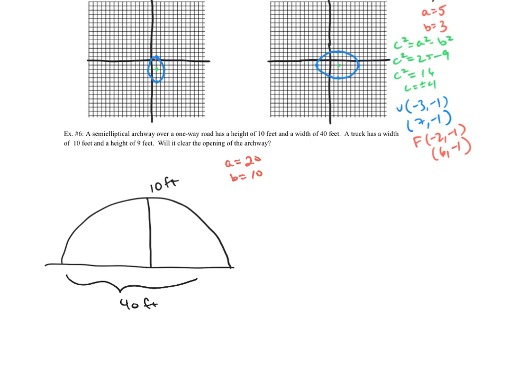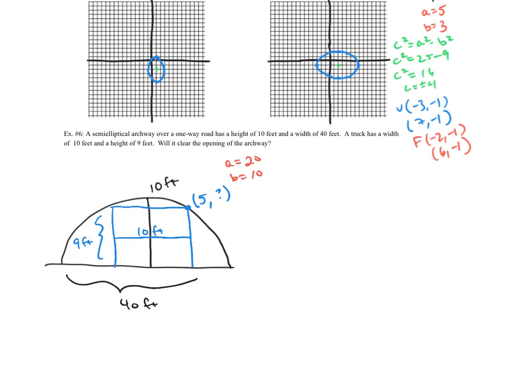All right, so now we've got a truck. I'll draw the truck in. Hopefully it'll drive down the center of the road. And the truck has a width of 10 feet and a height of 9 feet. We want to see if it's going to clear the opening of the archway. So we want to see if at this point right here, where essentially our x value would be 5, our height for the opening, for the ellipse, is greater than 9. Because if it's greater than 9, then the truck can drive through.